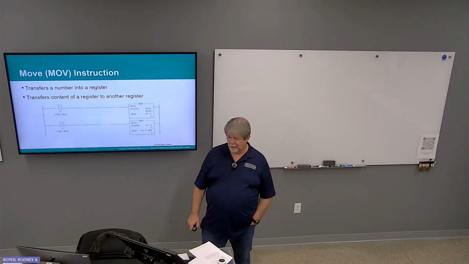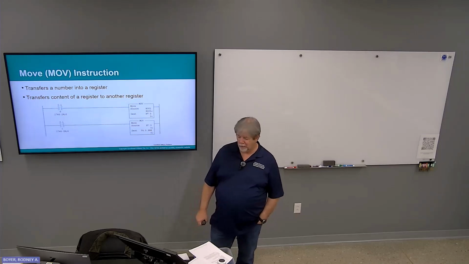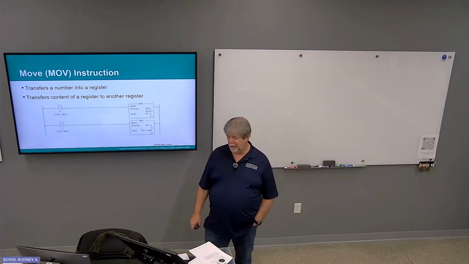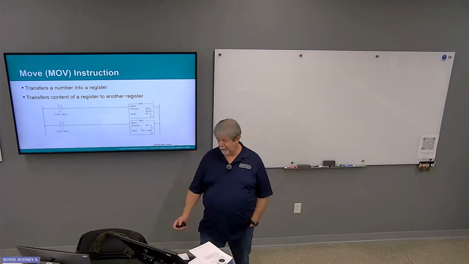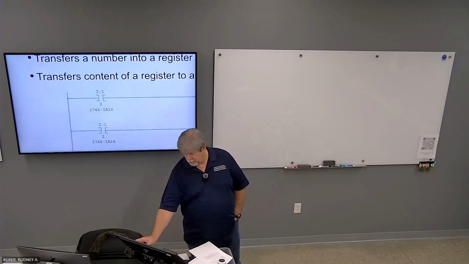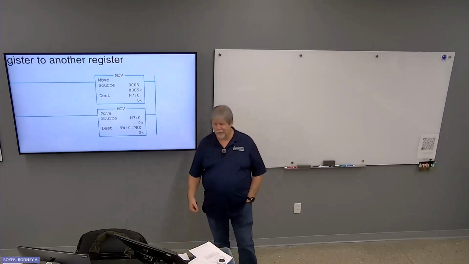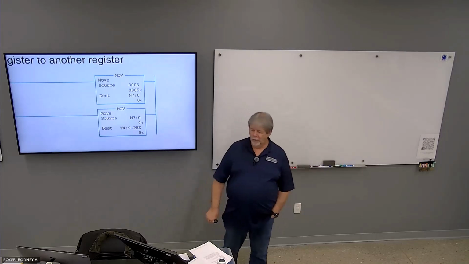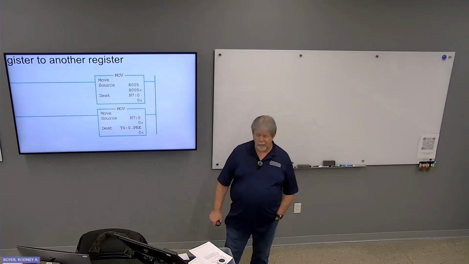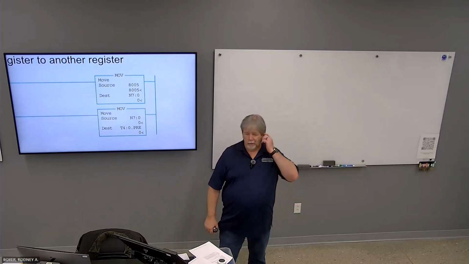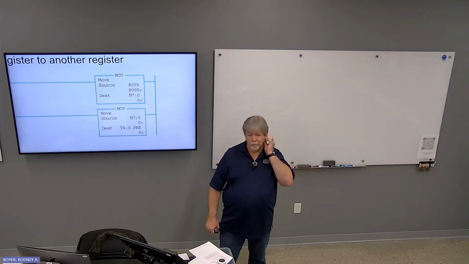Example of move instruction transfers a number into a register or transfers the content of a register into another register. So the top one there, moving a constant value into N70, and the bottom one is moving contents of N70 into the preset on timer 0.